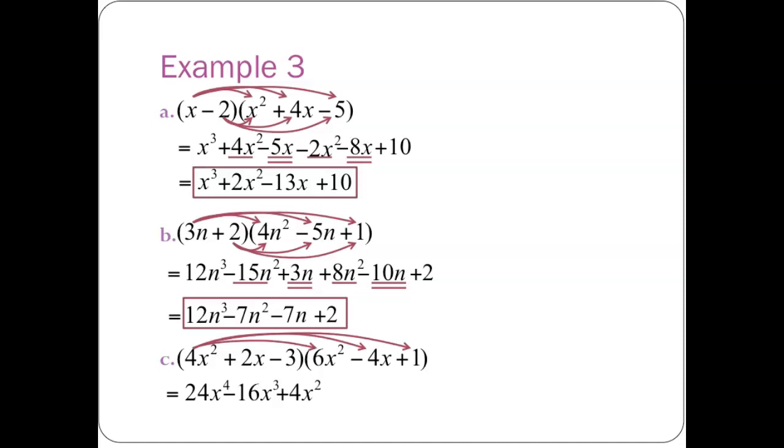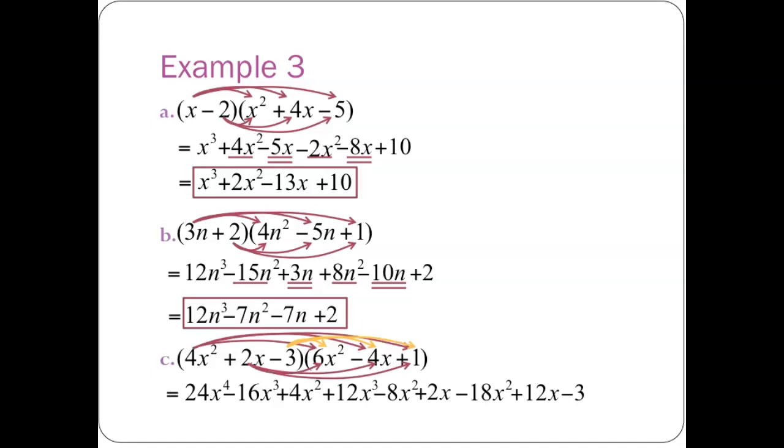Now let's move on to the 2x. So 2x times 6x squared, that is going to be 12x cubed. 2x times negative 4x, that's negative 8x squared. And then 2x times 1, that is positive 2x. Now we still have the negative 3 to distribute. I'm going to do it in a different color so you can see the arrows a little bit better. Negative 3 times 6x squared, that's negative 18x squared. Then negative 3 times negative 4x, that's positive 12x. And then negative 3 times 1, that's negative 3.